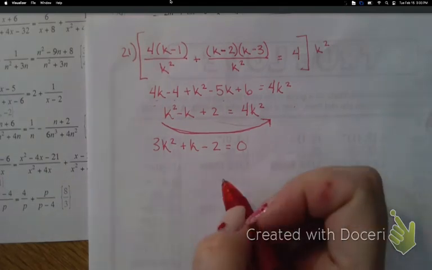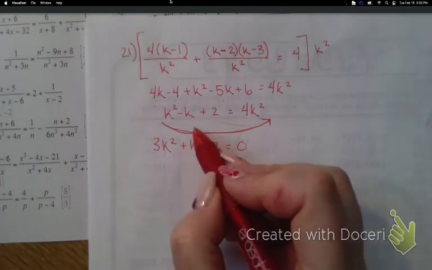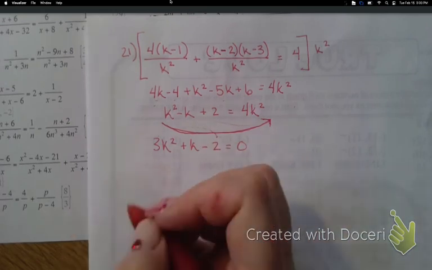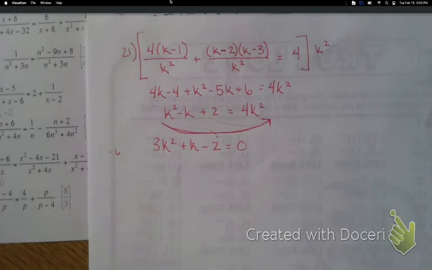So now I need to factor, yes? 3 times 2 is... Actually, I'm going to let you guys. Negative 6, factors of negative 6 that have a difference of 1. So you guys factor it. You can't just keep it like this. No, you're solving for k. So you guys factor and solve it like you know how to do.